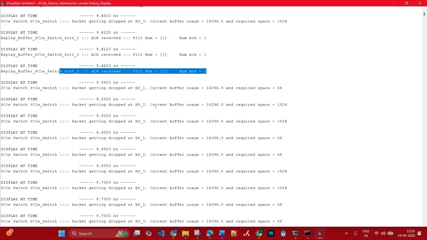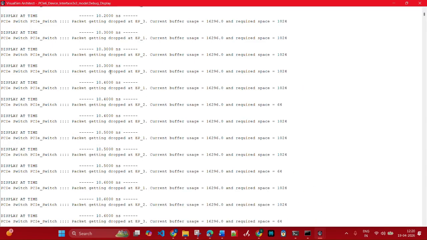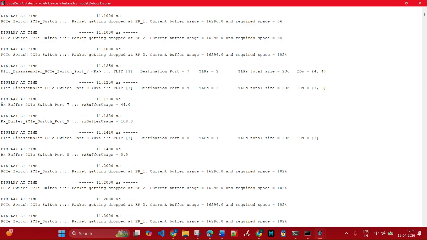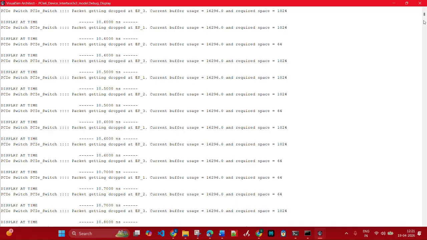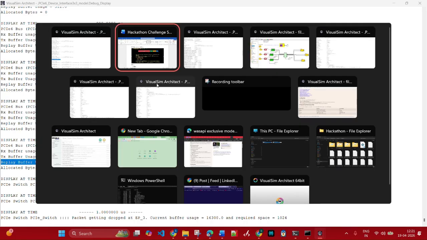A few of the transactions are getting dropped also because the buffer is not present or the values. So here it's saying my receiver buffer usage is this much for this port, and similarly for port 9, my receiver buffer usage is this. So at the end of the simulation, what we look at in general is this much. For port 2, my receiver buffer usage is 64, my TX buffer usage is this much, and retry buffer usage is this much.